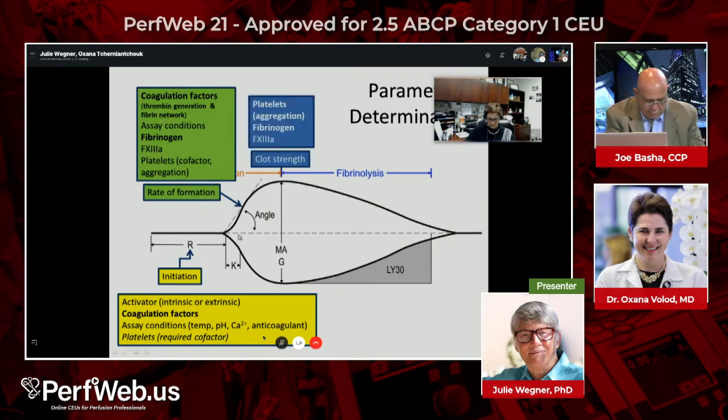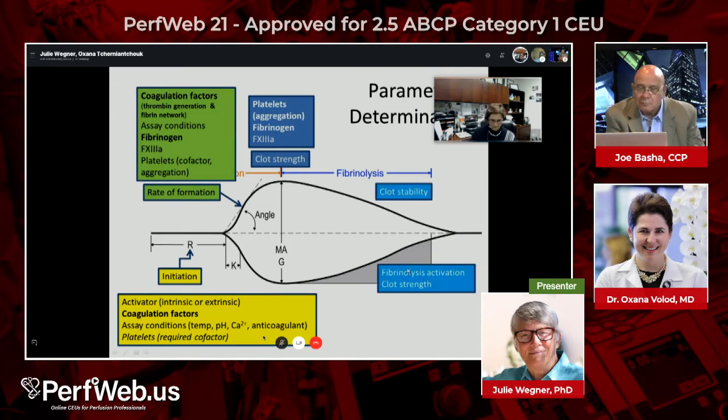Finally, we get to clot strength, your MA, mainly associated with platelet function and number due to the aggregation of those platelets. But again, for platelets to aggregate, you have to have fibrinogen, and again factor 13A, because everything is held together with the fiber network. And then finally, clot stability, the fibrinolysis activation, which would be your plasmin levels. And then clot strength or structure to a certain extent will also influence your vulnerability to fibrinolysis.